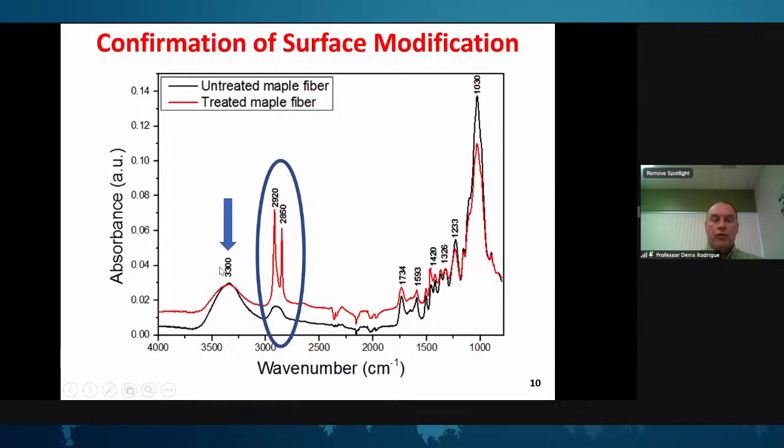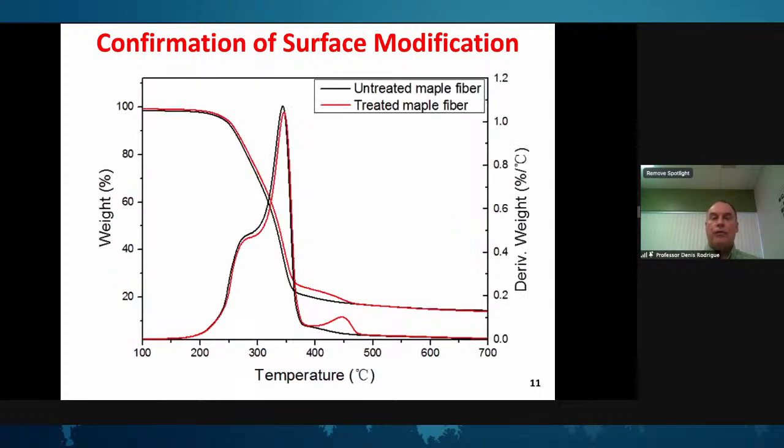And actually, if you look at around 3,300 here, which is the hydroxyl group, the red curve has a lower intensity. So you have covered some of these with your coupling agent. So that's one way that you can use to see that there is a coupling agent on the surface of the fiber. The other way that we do it also is to use TGA.